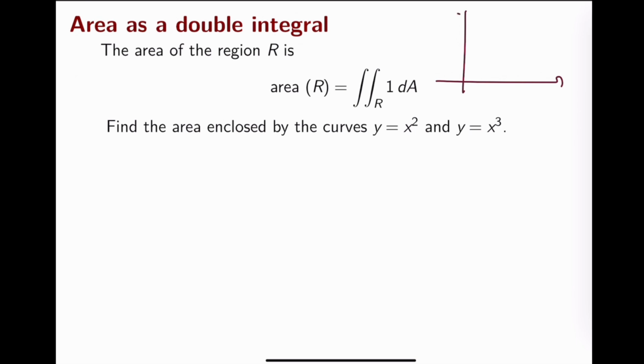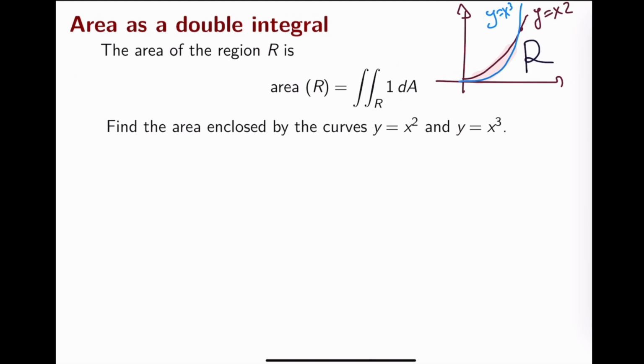So if we draw these curves, one is the familiar parabola y equal x squared, and the other one is y equal x cubed. And we want to calculate the area under these two. So you should be able to do this problem as an integral of a function of one variable, but it can be done also as a double integral by considering just a 1 as a function to integrate. So let's write down how would be the integral for this case.